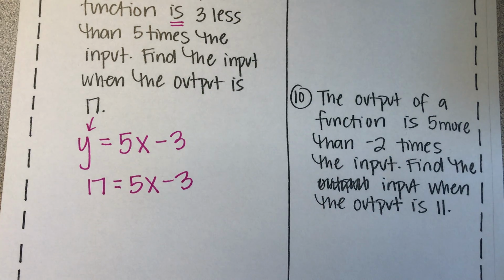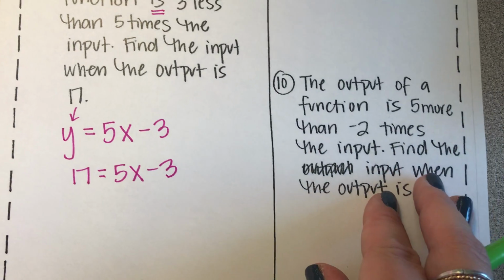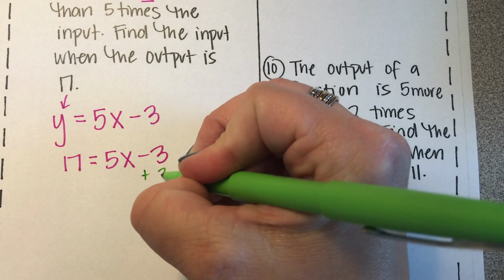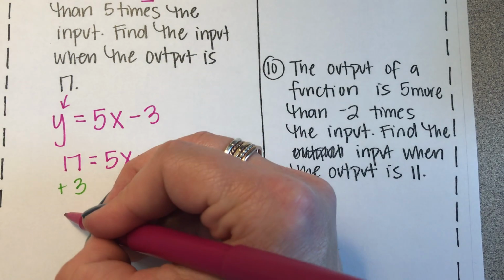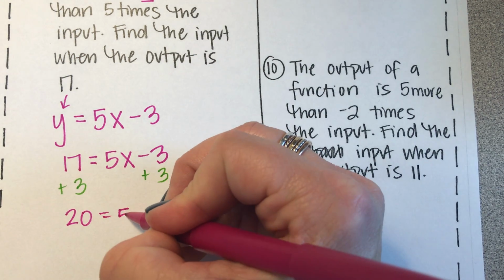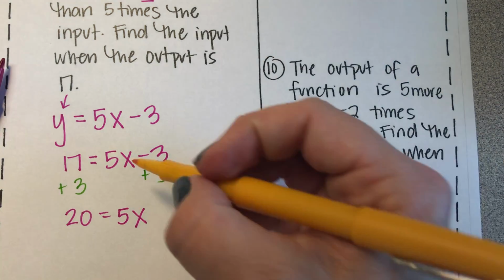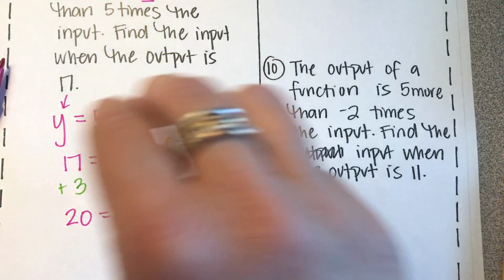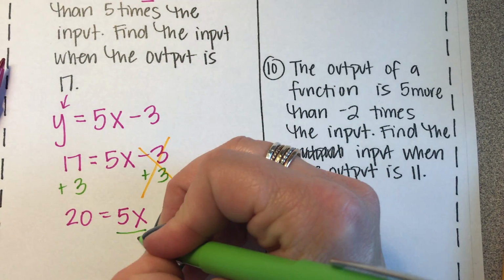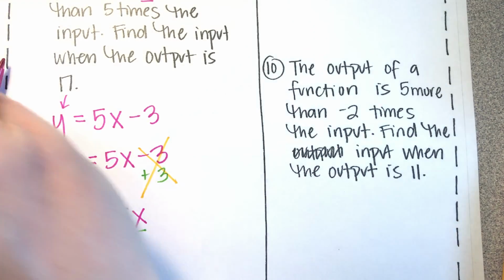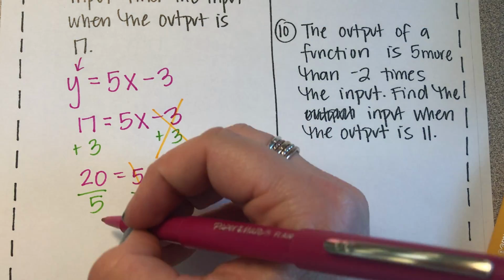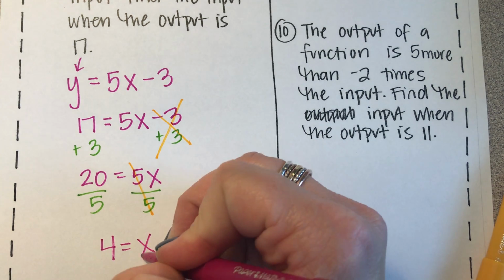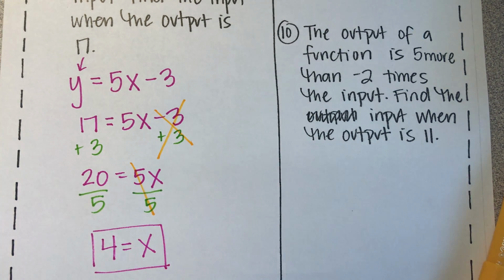So we literally just wrote our own equation using what we did in chapter 1, and now we're going to solve it using what we've been learning in chapter 2. So we're going to add 3 to both sides. So 17 plus 3 is 20, and that equals 5x, right? Because this canceled out. So now I'm going to divide both sides by 5. 5 divided by 5 is 1. 20 divided by 5 is 4. So 4 equals x.